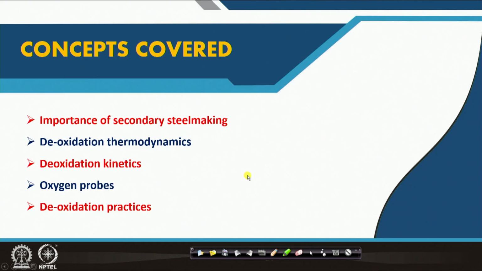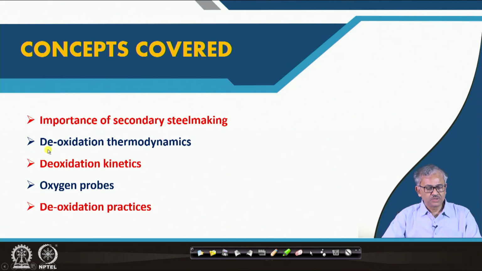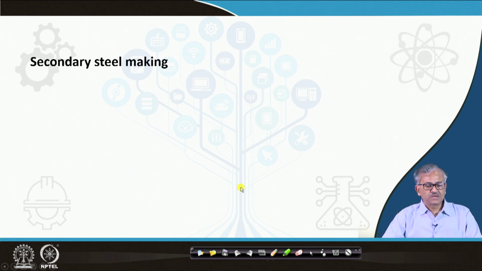Concepts covered will be the importance of secondary steel making, why secondary steel making is important, and then de-oxidation thermodynamics, de-oxidation kinetics, how to measure dissolved oxygen with probes, and de-oxidation practices, how we carry out the de-oxidation practice in a steel plant. Okay, first let us talk about the significance or importance of secondary steel making.